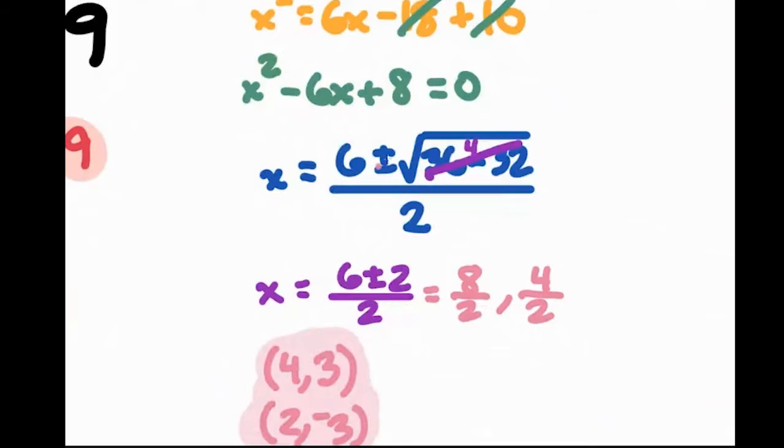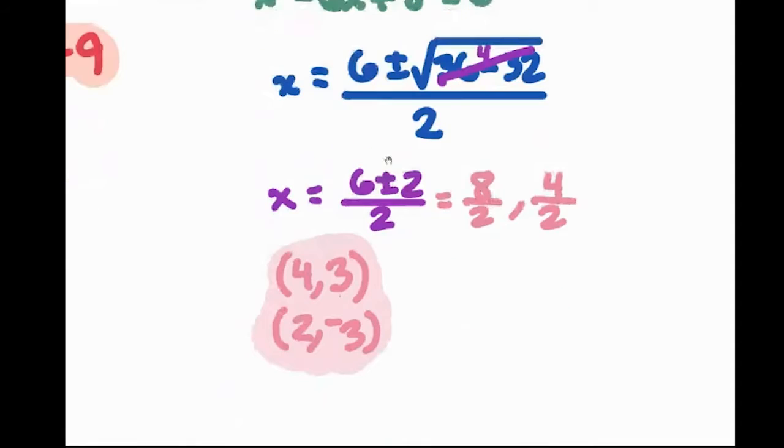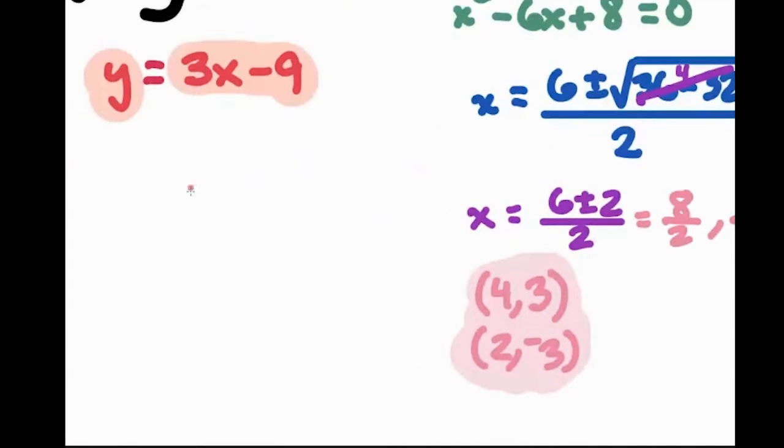And you end up with 6 plus or minus the square root of 36 minus 32. That's 4. Square root of 4 is 2. So I got a 2 right here. And it's 6 plus 2 over 2, which is 8 over 2, and 6 minus 2 over 2, which is 4 over 2. So you have 4 and 2 as the x's, but you need the y's. To find the y's, you have to put it back into the y equation right here. So put a 4 in there, you get 3. If you put a 2 in there, you get negative 3.